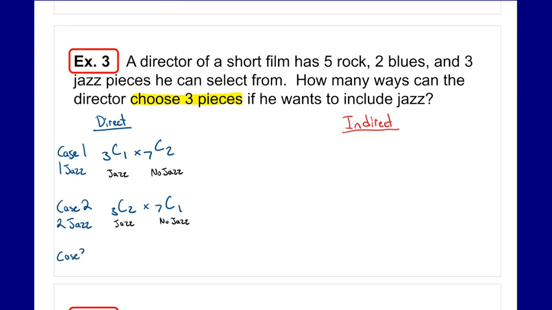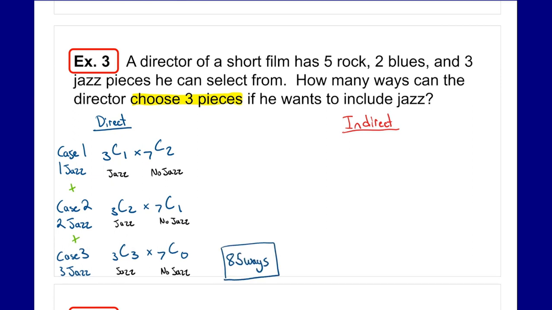And finally, case 3, what if all 3 of those pieces that the director chose were jazz? So I have 3 jazz pieces, choosing 3, multiplied by 7 other pieces, choosing 0, which would just work out to 1. Right, there's only one way that I can choose all 3. And because it is one case or the other, I would add all of them up and I would get 85 ways. So there are 85 ways that I could choose 3 pieces of music, and the director has to include jazz.